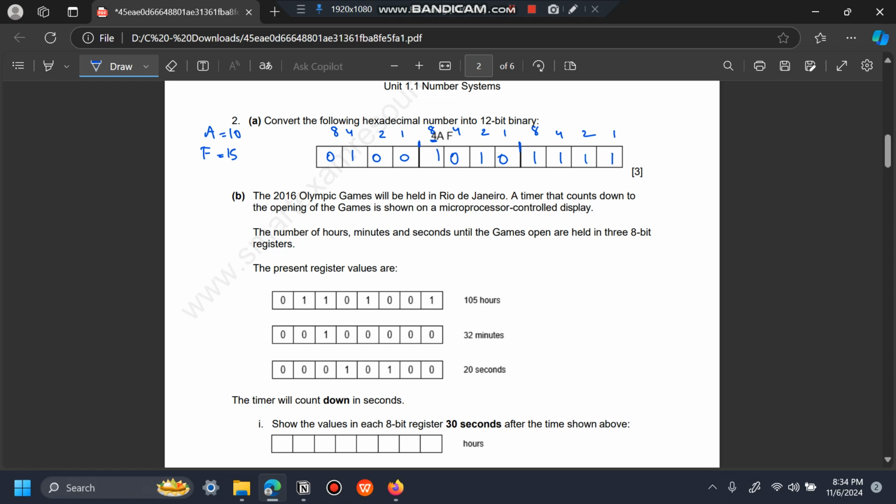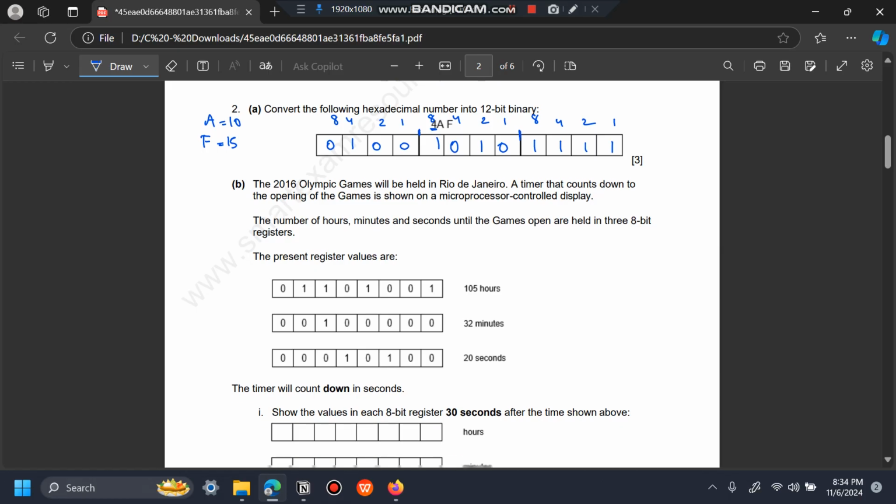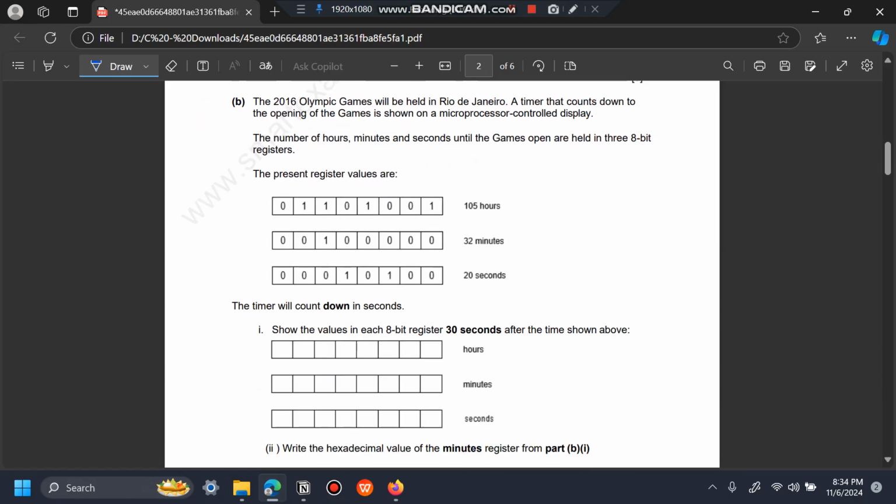Part B says the 2016 Olympic Games will be held in Rio de Janeiro. A timer that counts down to the opening of the games is shown on a microprocessor controlled display. The number of hours, minutes, and seconds until the games open are held in three 8-bit registers. The present register values are 105 hours, 32 minutes, and 20 seconds.